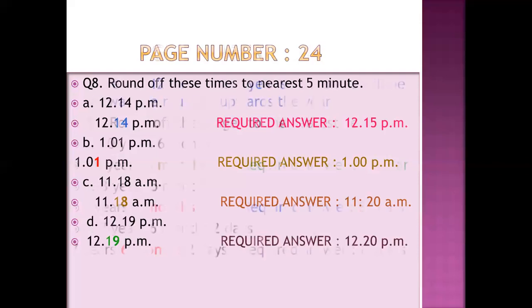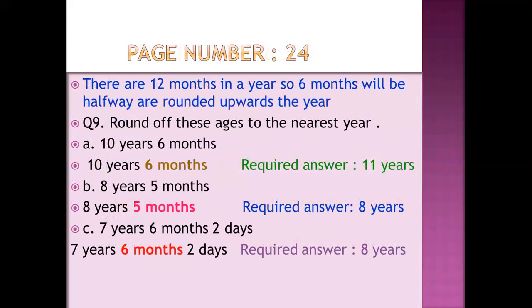Yes, come to question 9. Round off these ages to the nearest year. Before doing this question, I want to tell you that there are 12 months in one year, so halfway will be 6 months. When we are rounding off the ages, if the months are 6 or greater than 6, then the year goes to the next year. Otherwise, the year will stay the same, because half of 12 is 6.